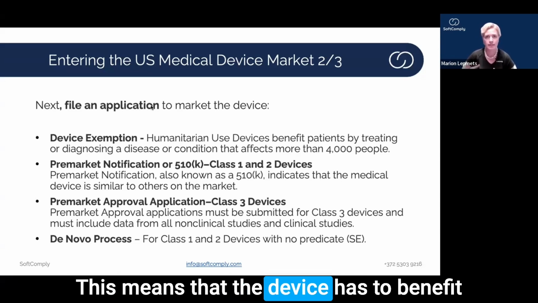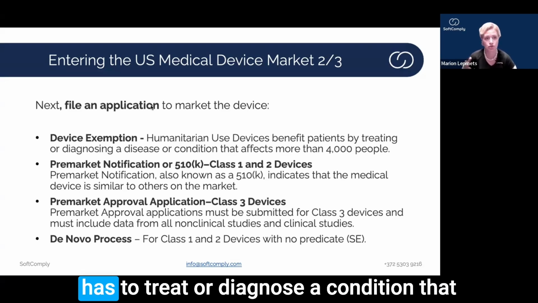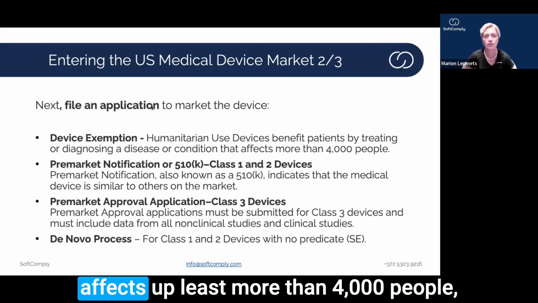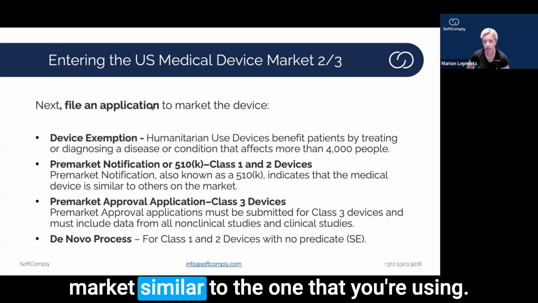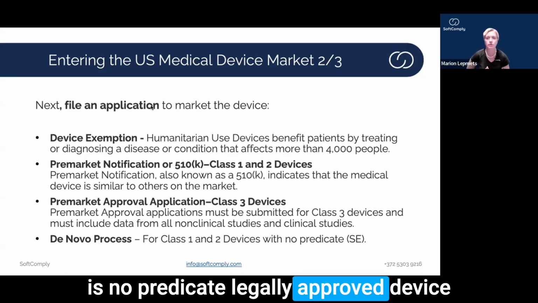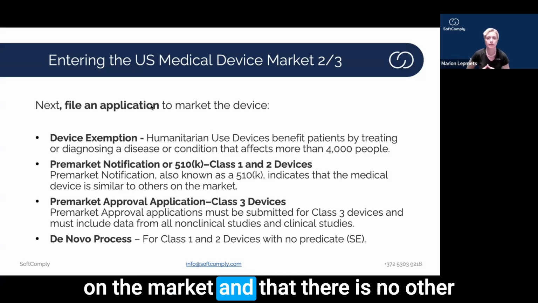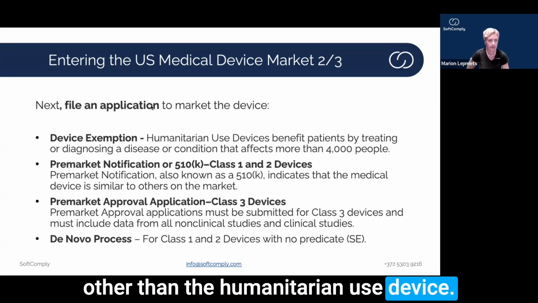This means that the device has to benefit a really huge population of patients and has to treat or diagnose a condition that affects at least more than 4,000 people. And there is no other device on the market similar to the one that you are using. So you have to also demonstrate that there is no predicate legally approved device on the market, and that there is no other way to bring this device on the market other than the humanitarian use device.